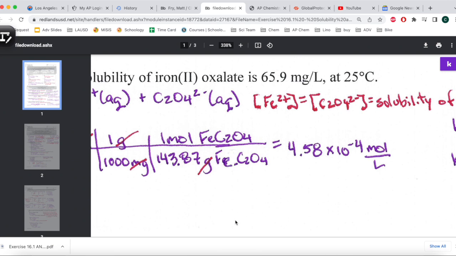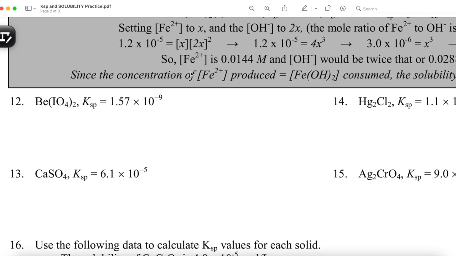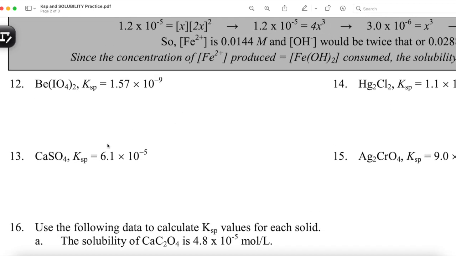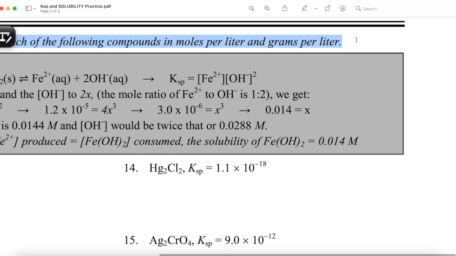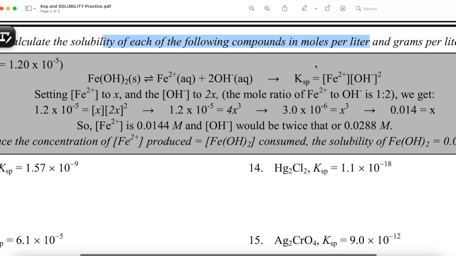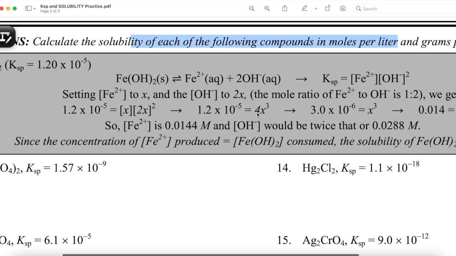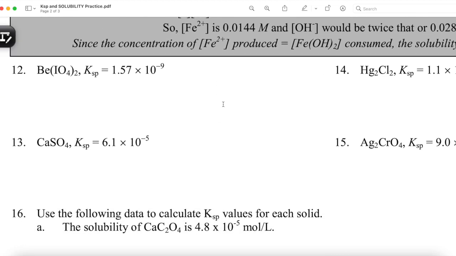Okay, another one that I think you should be shown before you practice these on your own is number 13. In number 13, the directions are at the very top. You want to find the moles per liter of that substance. Don't worry so much about the grams per liter. Moles per liter is enough. Your stoichiometry will get better as it goes. So focus on moles per liter, molarity.